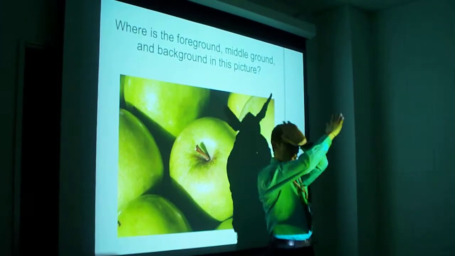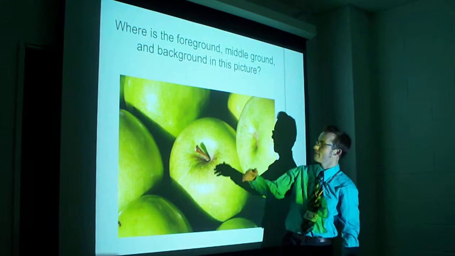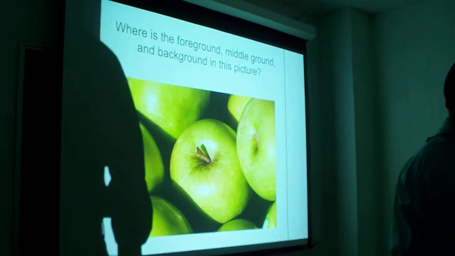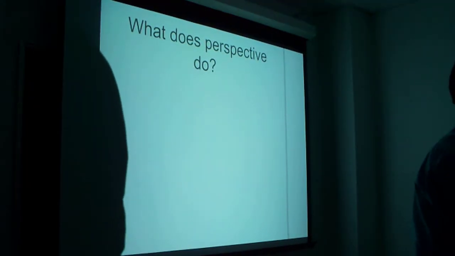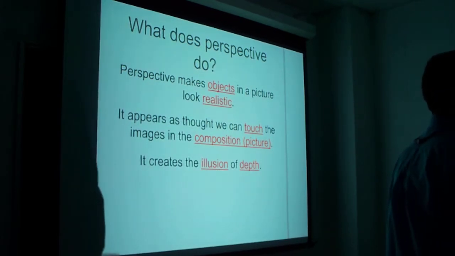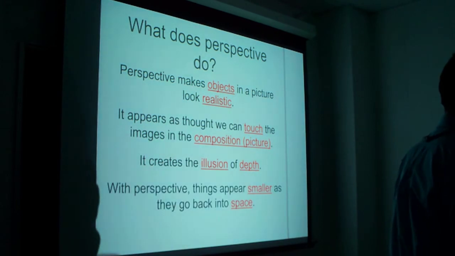There is no background in this picture. We have foreground and then we have a little bit of middle ground. Oh, this is awesome. What does perspective do? Perspective makes objects in a picture look more realistic. It appears as though we can touch the image.